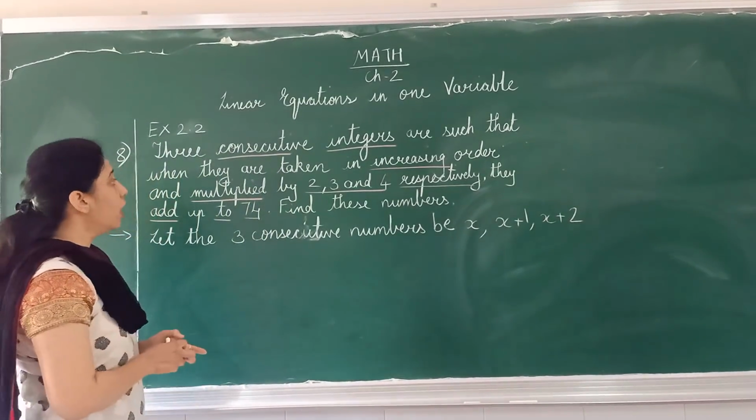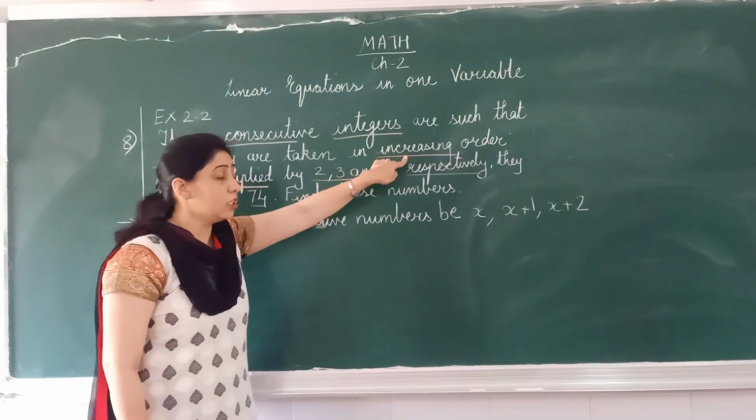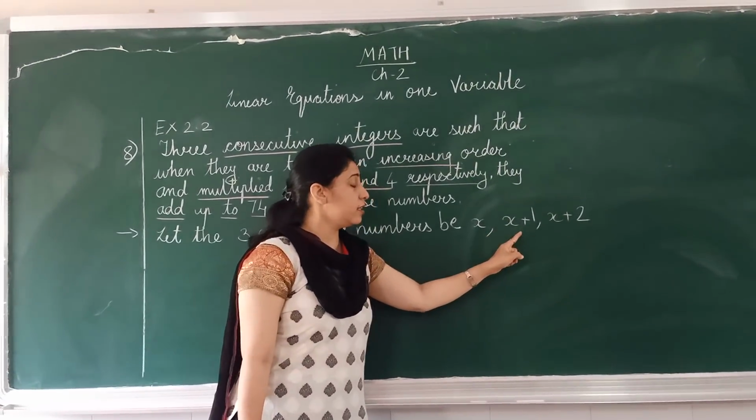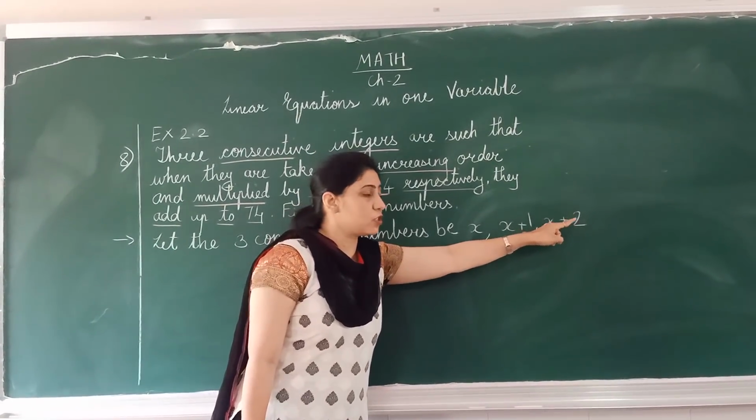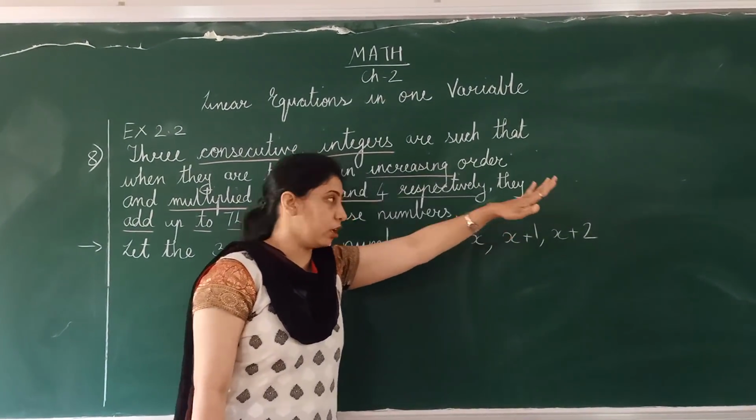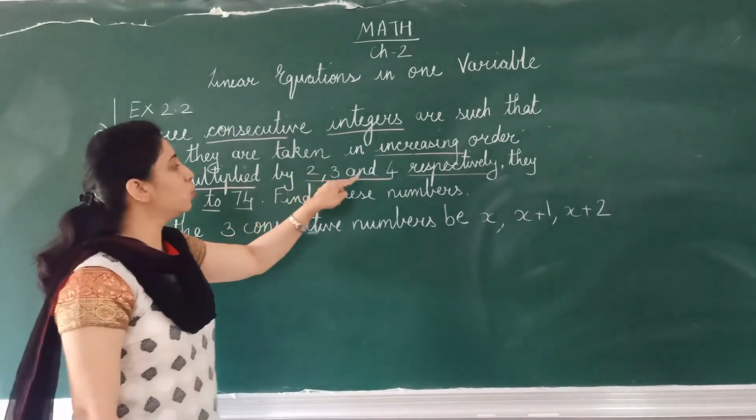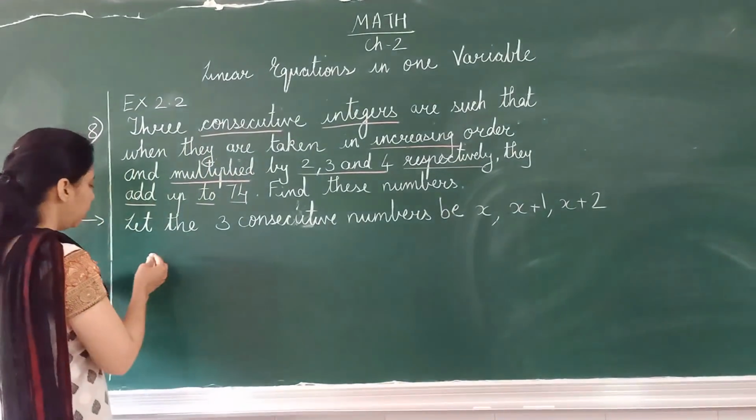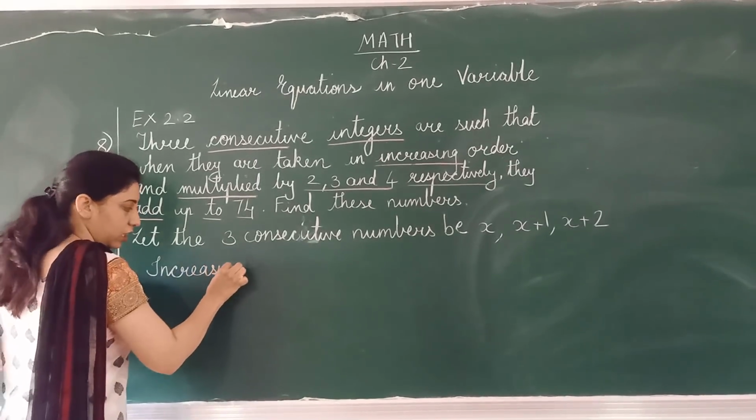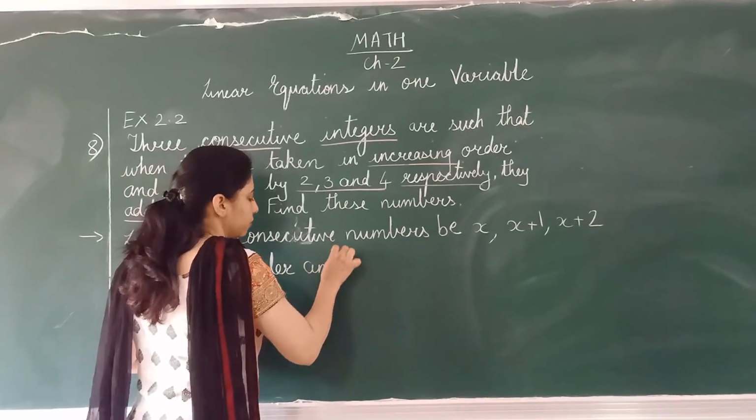Now what are you going to do? Read the question. Three consecutive numbers are such that when they are taken in increasing order. This is very important. Is it in the increasing order? First is x, then x plus 1, then x plus 2. If they ask for 4, you can take x plus 3. So that goes on in increasing order. Now, multiplied by 2, 3 and 4. I'll write down increasing order, which we have already written, and multiplied by.